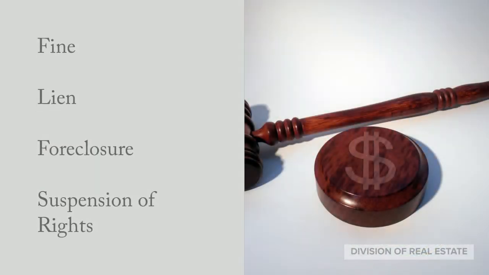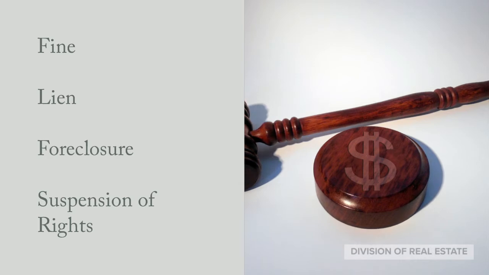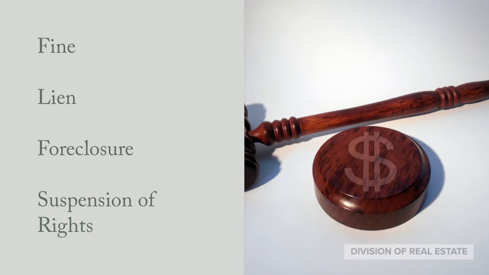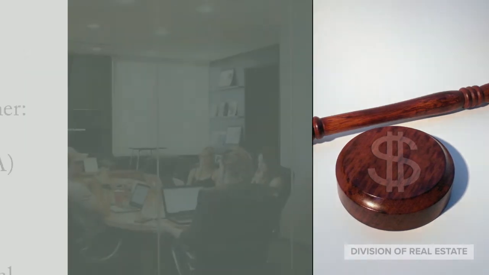HOAs may levy fines to induce compliance, and if the violator fails to pay, the association may place a lien on the property, sue the homeowner, or even foreclose on the property. If it's determined that an owner is in violation of the covenants, the HOA may be entitled to attorney's fees and costs in enforcing the restriction. The HOA's governing documents may also provide that if an owner is in violation of a covenant or rule, their voting rights and rights to use the amenities may be suspended.